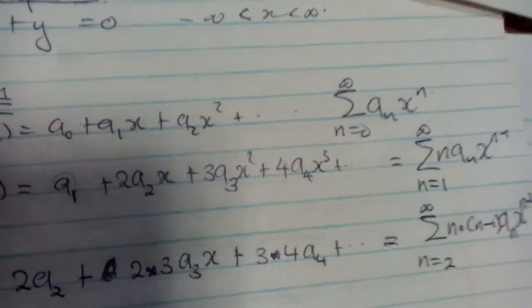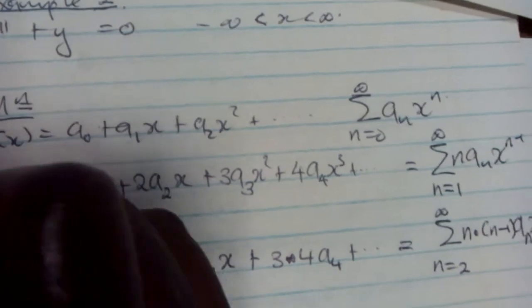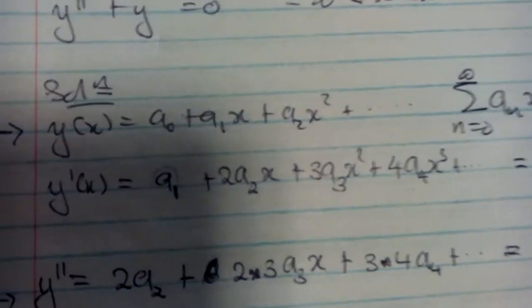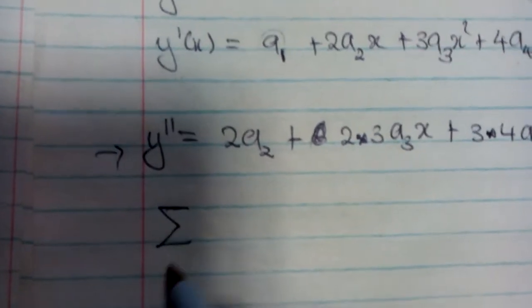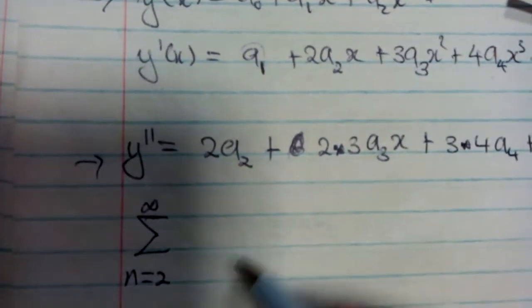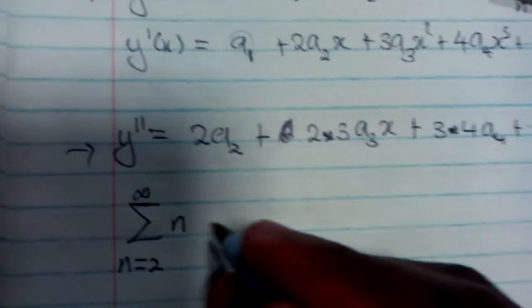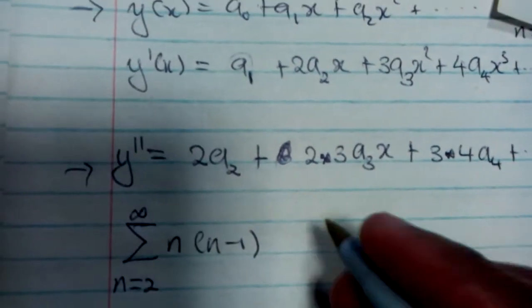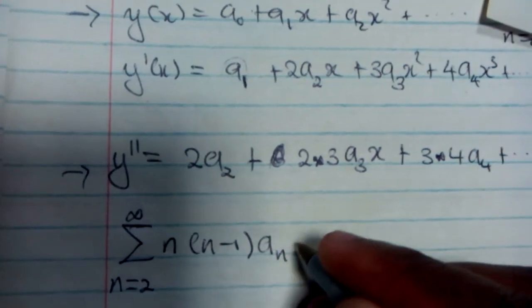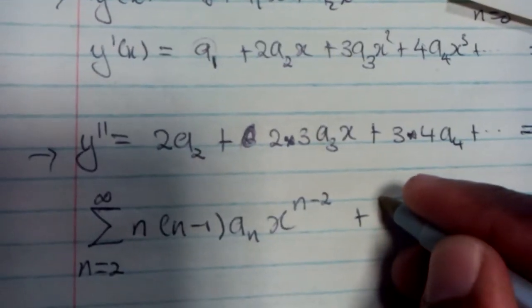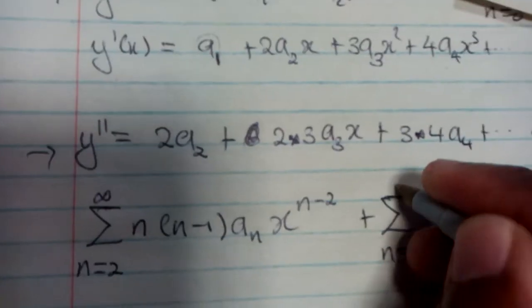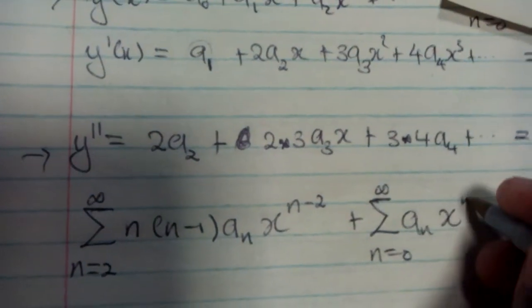Right, so taking y and y double prime, then I sum those two, I get what? I get the sum from n equal to 2 up to infinity of n times n minus 1 times a n x to the n minus 2 plus the sum from n equal to 0 to infinity of a n x to the n, to equate that to 0.